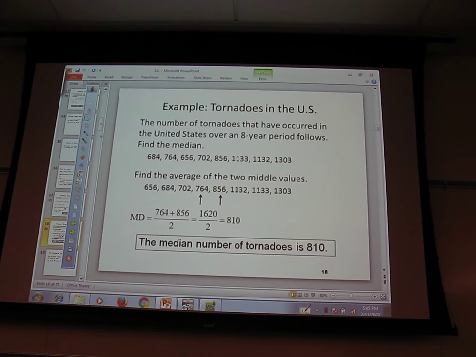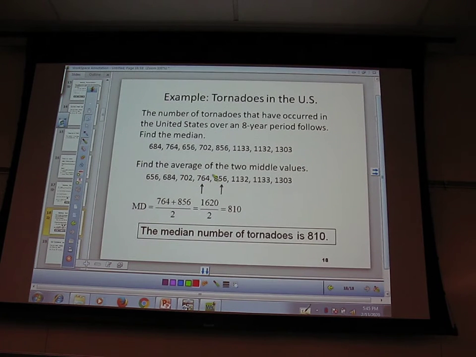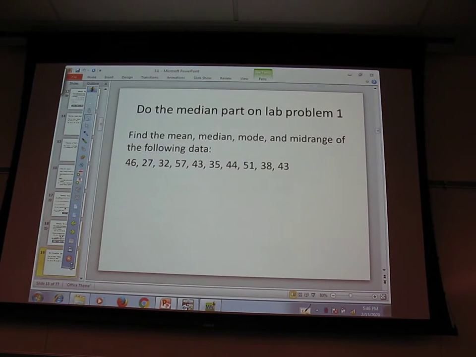Now, tornadoes. Again, put them in order, and then kind of count over. 2, 2, 1, 1. Oh, there's 2 in the middle, tied for the middle, so you have to average them. Right? Add them up, divide by 2. So the median number of tornadoes is 810. You guys do the median part on lab problem 1.